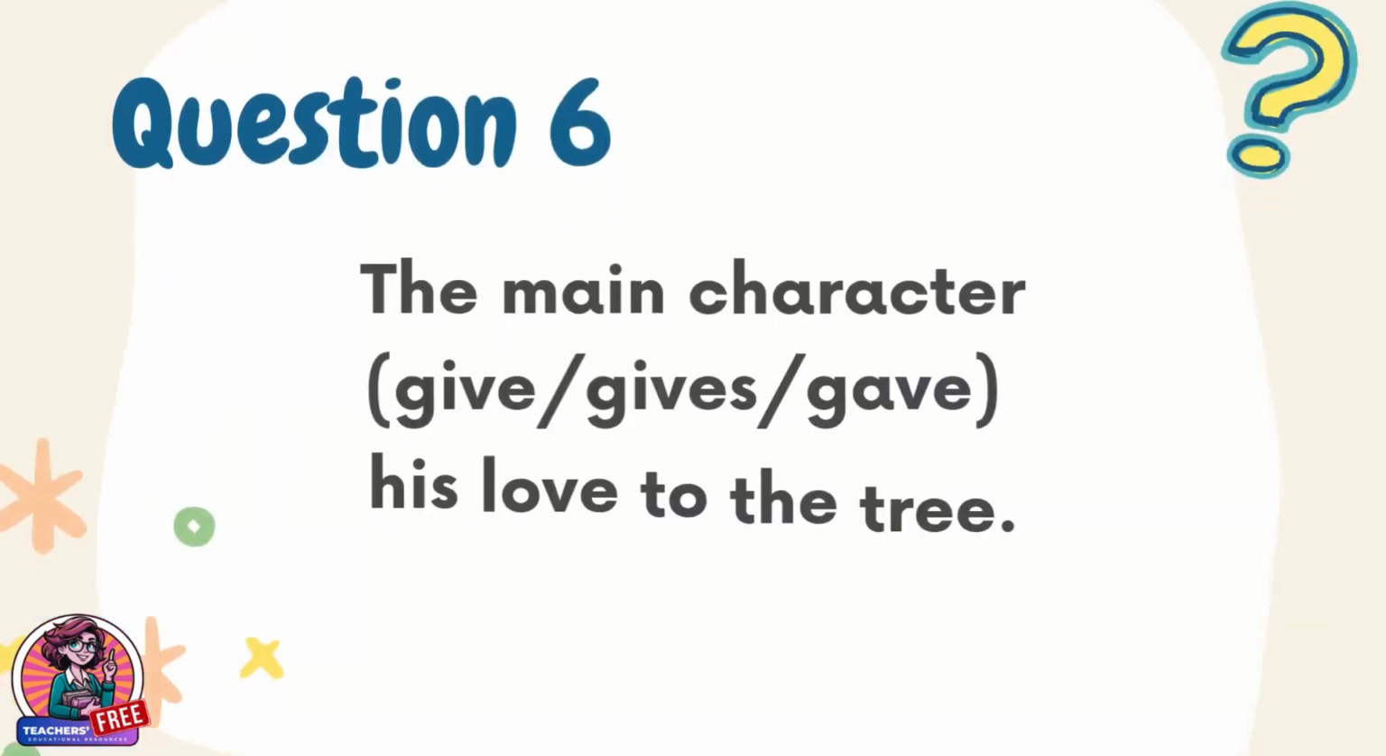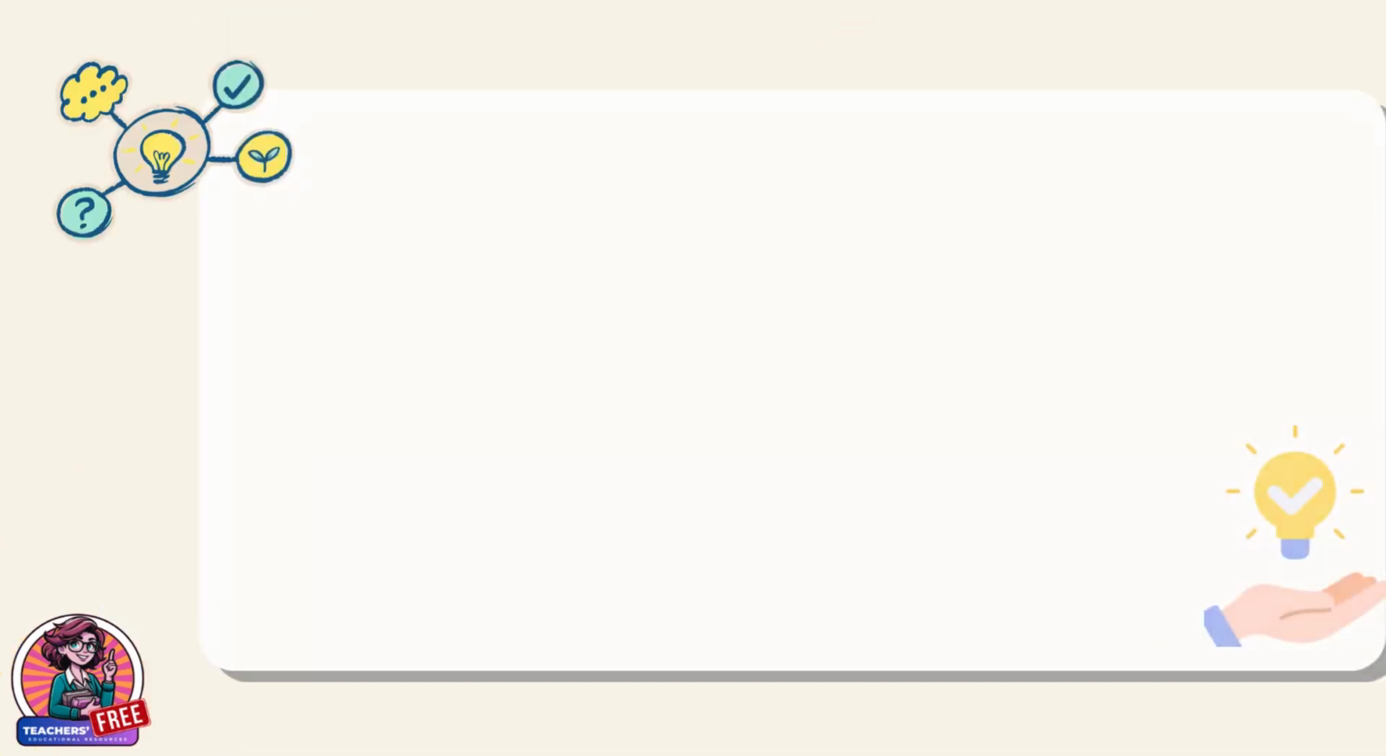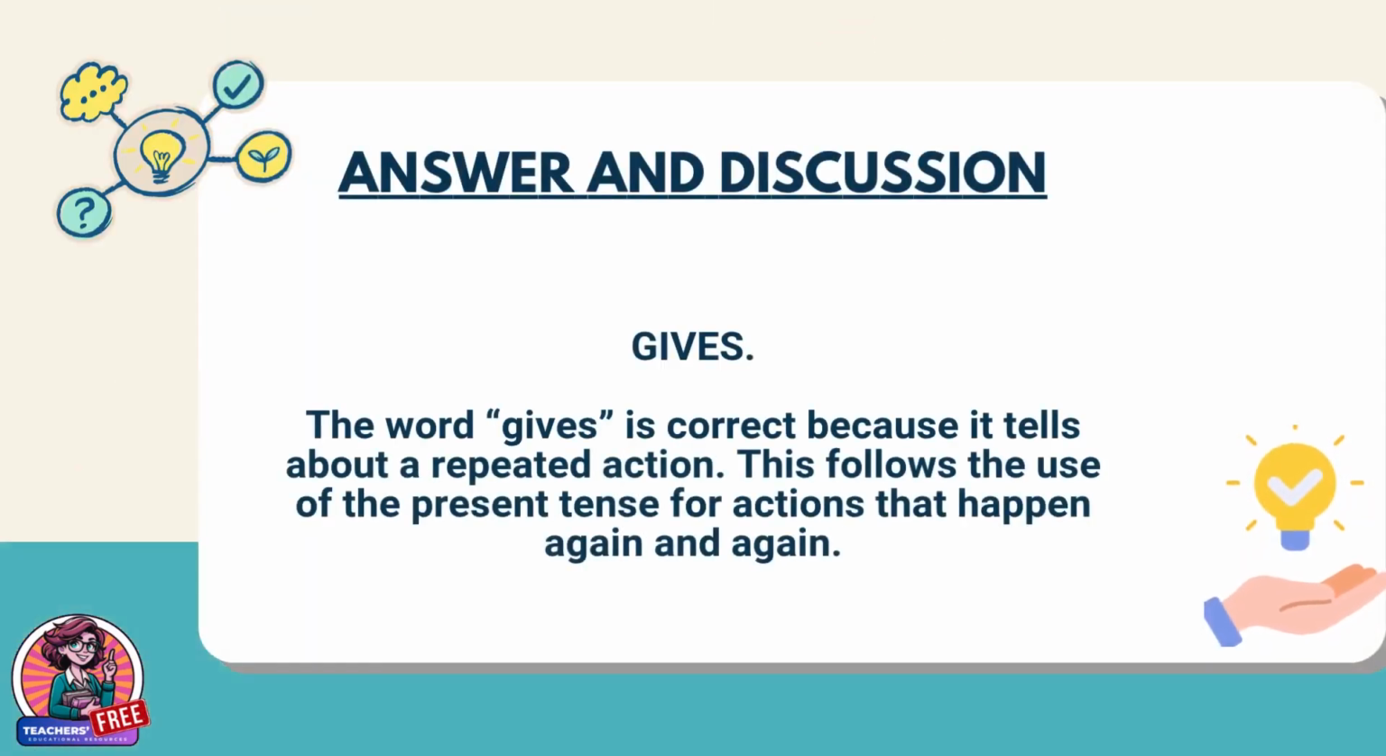Question 6. The main character give, gives, gave his love to the tree. Which is correct? Answer: gives. The word gives is correct because it tells about a repeated action. This follows the use of the present tense for actions that happen again and again.